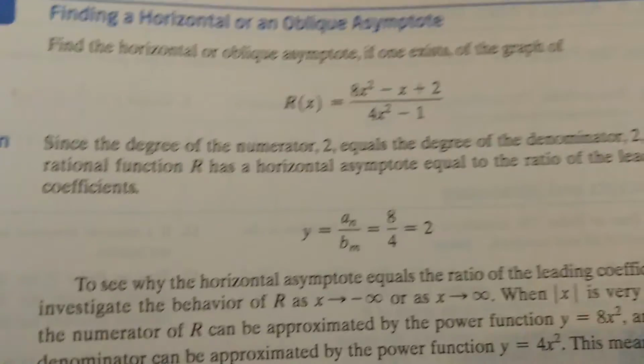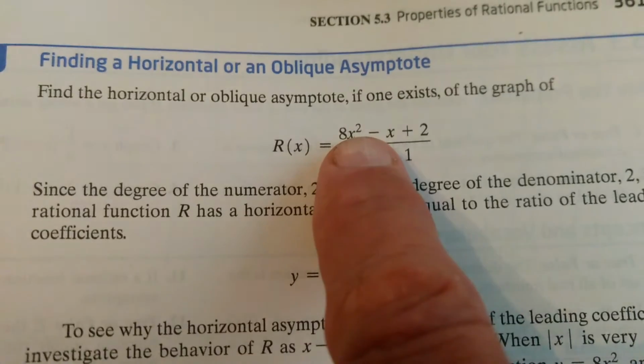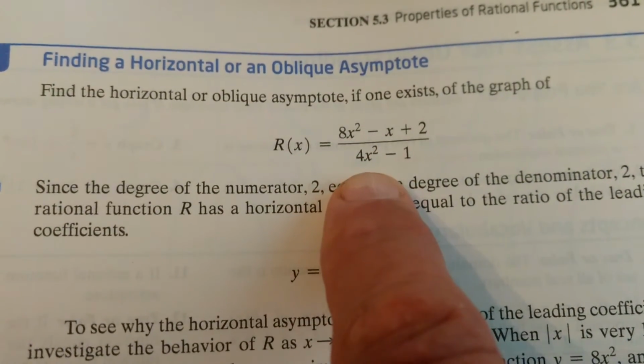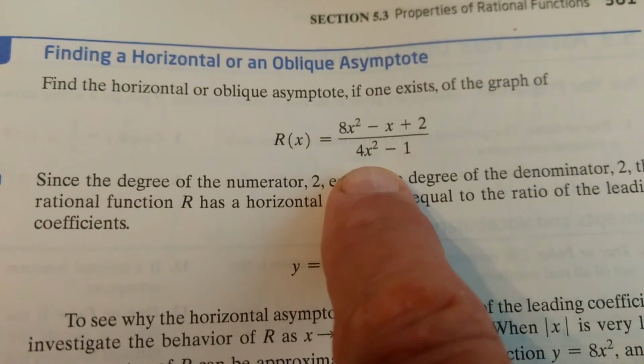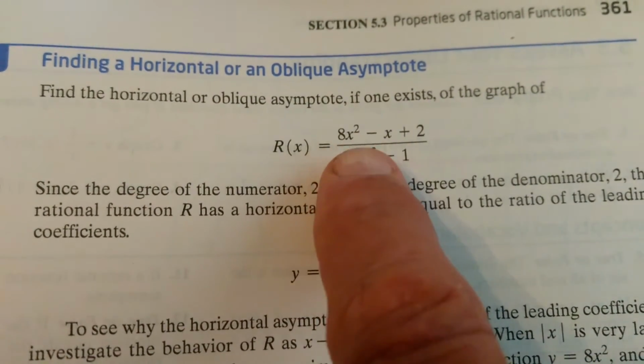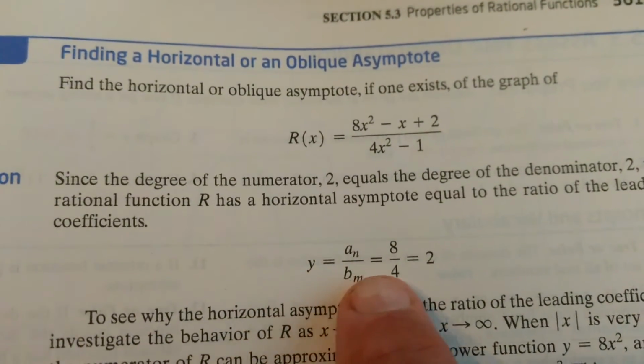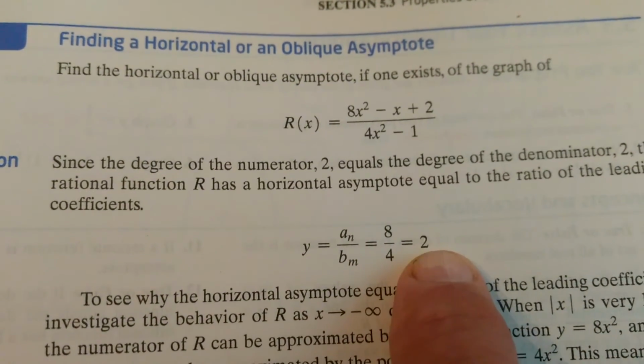Second rule is that if we look at a rational expression and the leading exponential power on the top is the same as the leading exponential power on the bottom, then all we do is we take that top coefficient and put it over the bottom coefficient. And our horizontal asymptote is y equals 2.